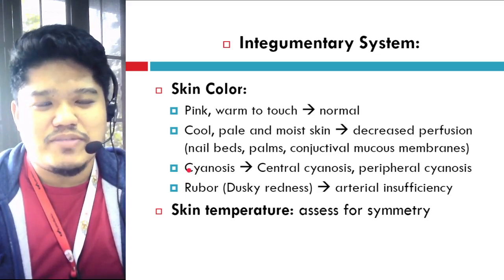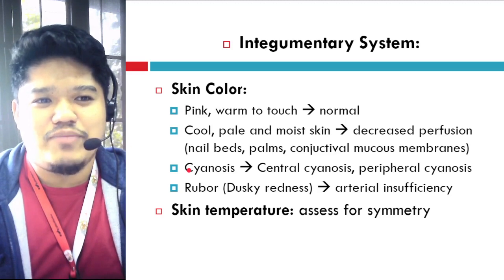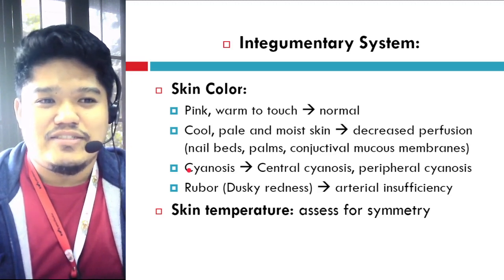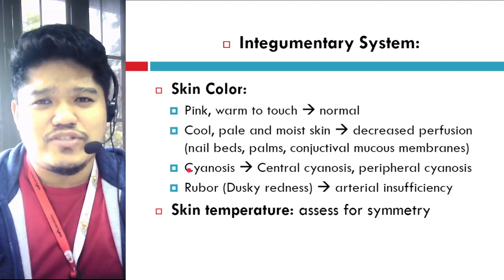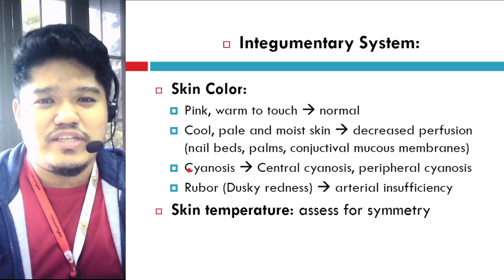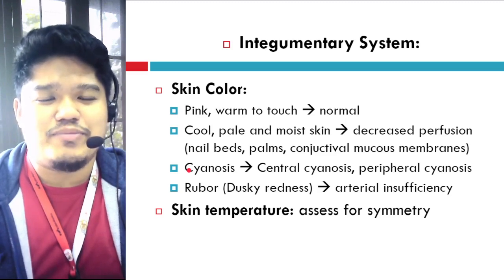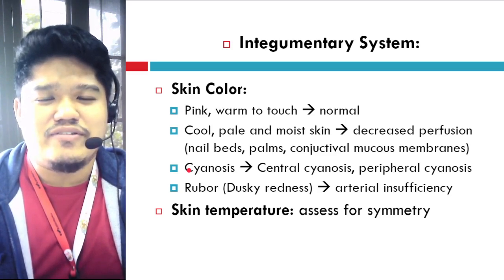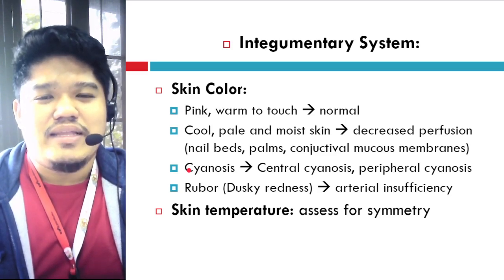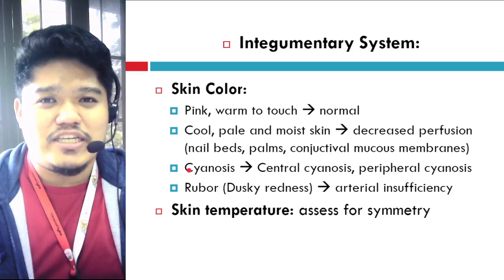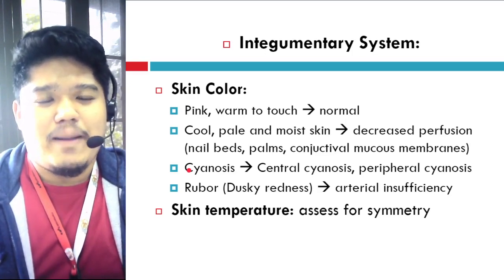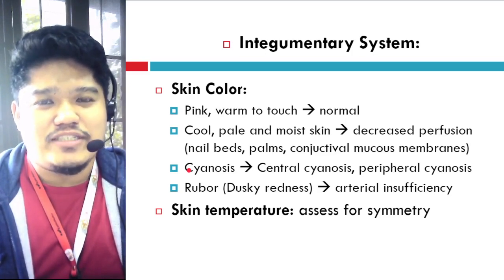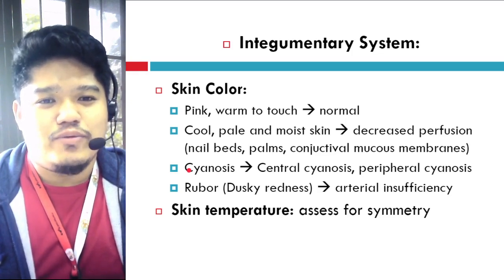Check also the palms of the patient, the conjunctival mucous membranes. So your cyanosis could be classified into two. It's either your central cyanosis or peripheral cyanosis. Central cyanosis is considered the discoloration of the lips and the tongue of the patient. And when we do say peripheral cyanosis, it may involve the extremities of the patient, both upper and lower.